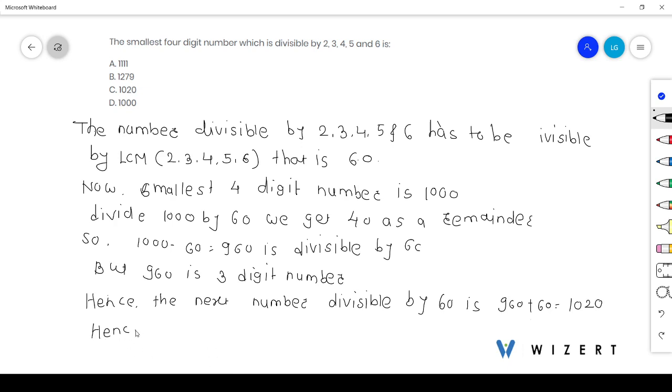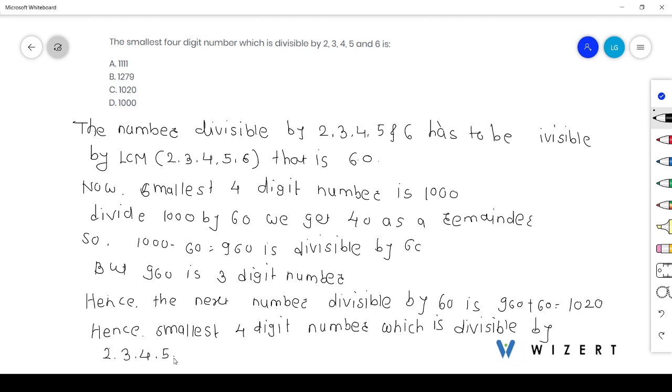Hence, the smallest 4-digit number which is divisible by 2, 3, 4, 5, 6 is 1020. So, our correct option is option C.